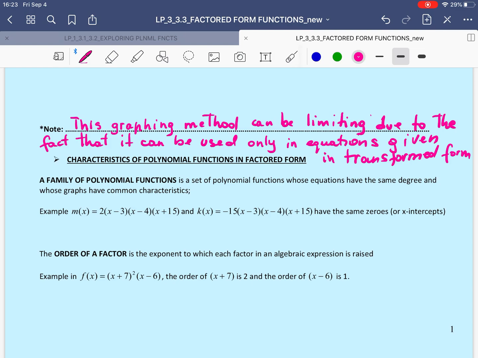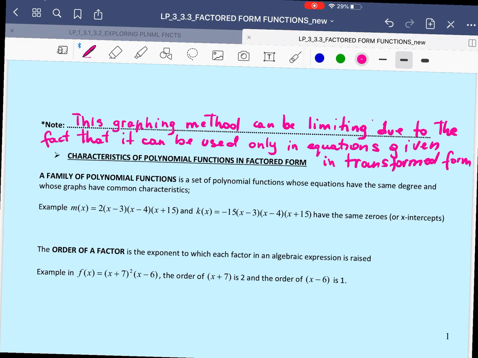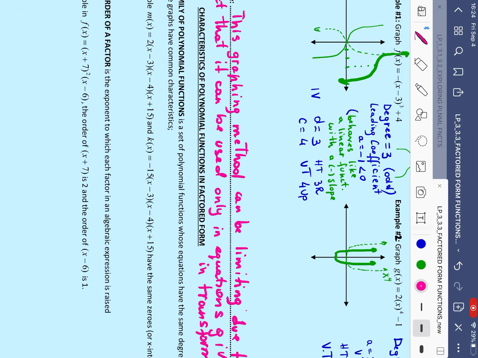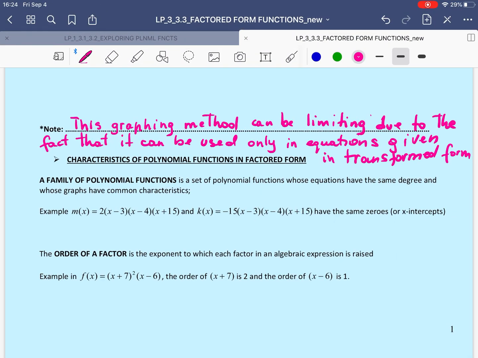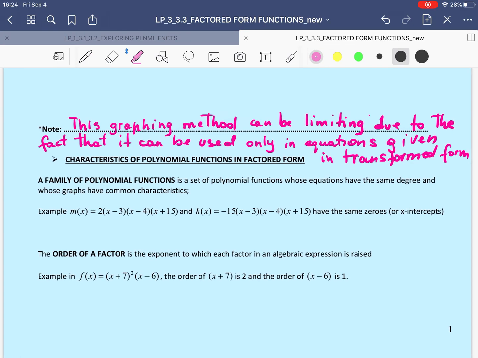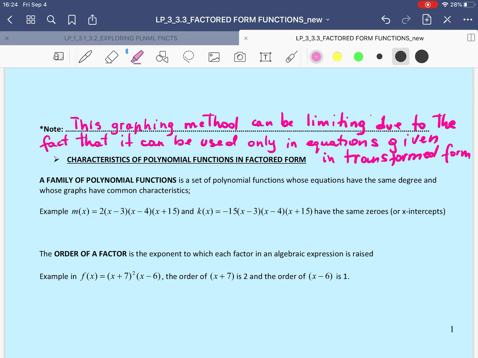So, how can we graph polynomial functions otherwise? In order to understand how to graph polynomial functions otherwise, what we need to understand is some of the properties or features of polynomial functions. Now, the first concept that I want to go over with you is the family of polynomial functions. A family of polynomial functions is a set of polynomial functions whose equations have the same degree and whose graphs have common characteristics.